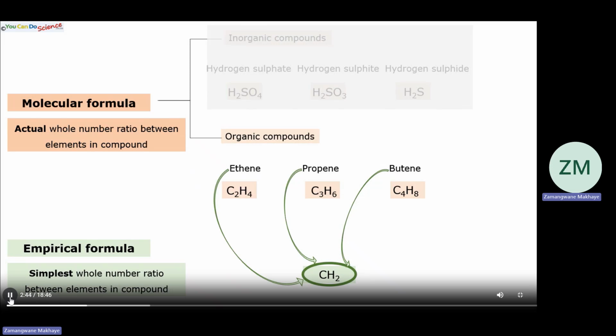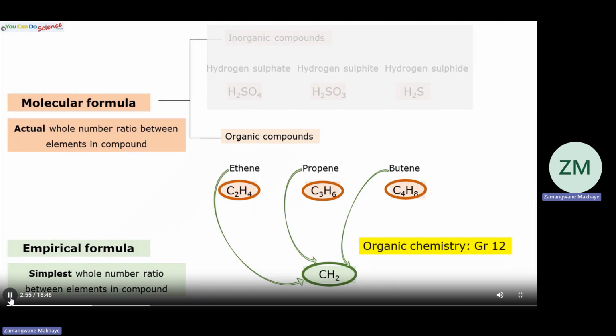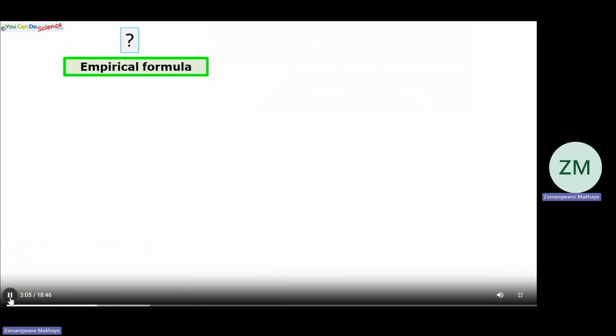In organic chemistry, compounds can have the same empirical formula and have different molecular formulae. CH2 is the empirical formula for many different organic compounds that will be discussed in detail in grade 12. The question now is, how is the empirical formula determined? In other words, the simplest whole number ratio between the elements in a compound.